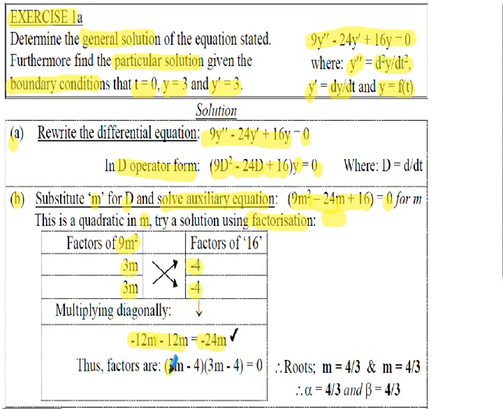So the factors in this case will be 3m minus 4 in one bracket, and then 3m minus 4 in the second bracket. They're equal to 0. Obviously, solving for the roots here, we find that m is the same in both cases. So m is equal to 4 upon 3 and m is equal to 4 upon 3. Our two roots are the same. So right now alpha is equal to 4 upon 3 and beta is equal to 4 upon 3.